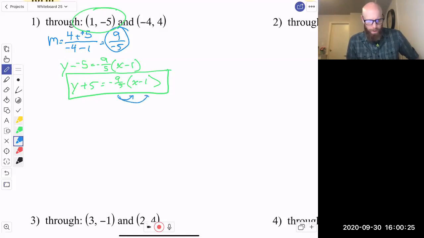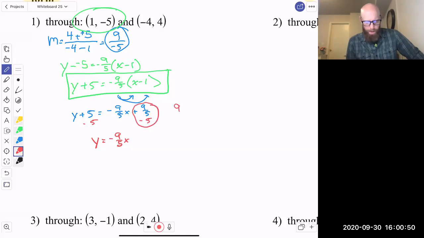You distribute the -9/5 across there. So y plus 5 equals -9/5 x plus 9/5. Then we're going to subtract 5 from both sides, and subtract 5 from the 9/5 because they're both numbers. So I get y is equal to -9/5 x. Now this right here takes a little bit of ingenuity. It's positive 9/5, and we've got a -5. Basically, it's 5 over 1.